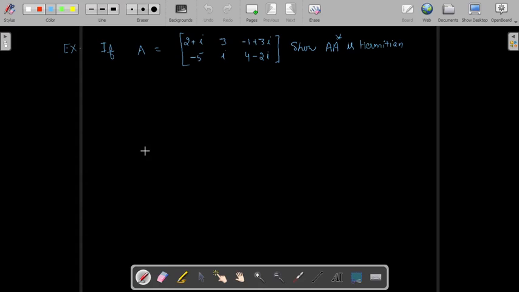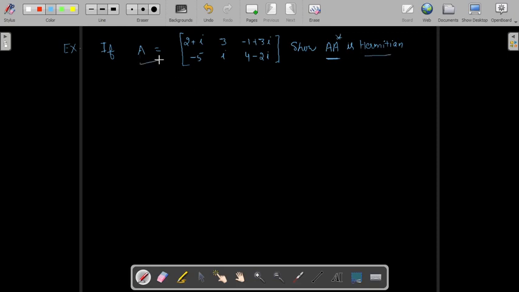Let us do some more examples from the exam point of view. If A is a given matrix, show that A into A transpose conjugate is Hermitian. So I have to show this: first I will calculate A into A transpose conjugate, then I have to show that this is a Hermitian matrix.